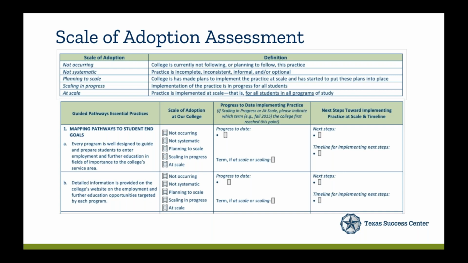You'll see the rating system here at the top and then a little sample of the worksheet. In addition to checking the box about where you are, whether that's planning to scale, at scale, not occurring yet, you will type in your progress briefly, the term that you reach scale or that you are engaging in scaling, and then what your next steps are and your timeline for implementing those next steps.